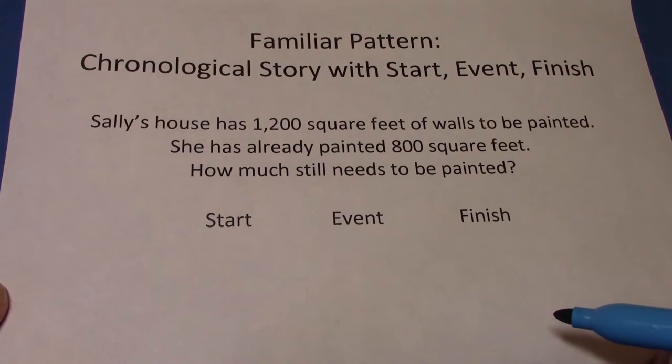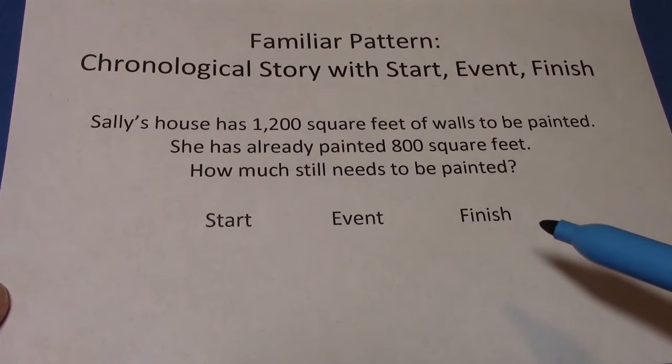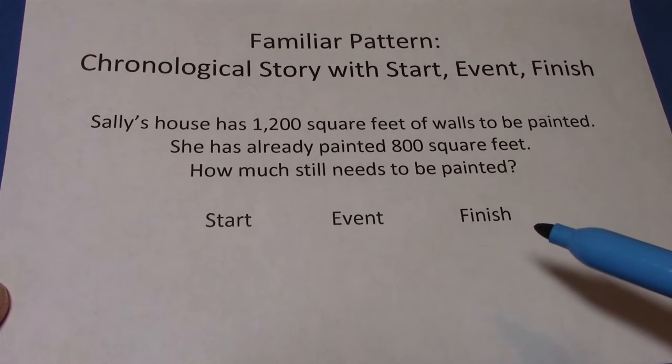The example we just talked about in the previous section with Sally painting her house is this type of problem. At the start, there were 1,200 square feet to paint. In the middle, an event occurred when she painted 800 square feet. So at the end of the story, there were still 400 square feet to paint. You can organize this type of problem by writing start, event, and finish. Then line up the information you're given in chronological order with these words.